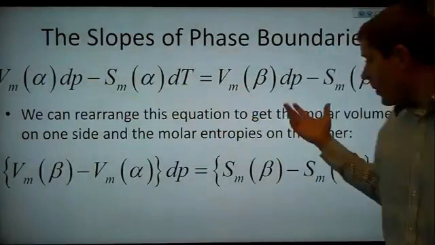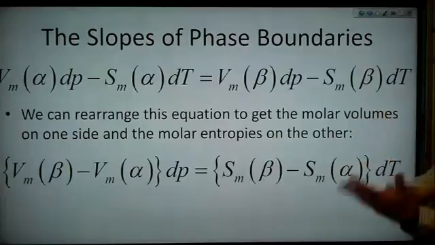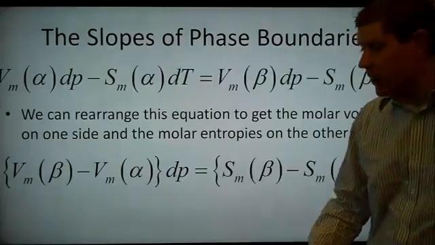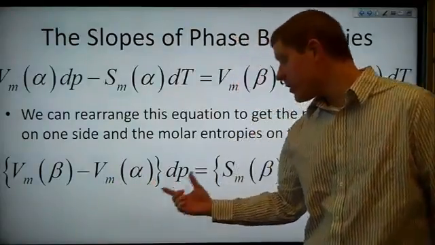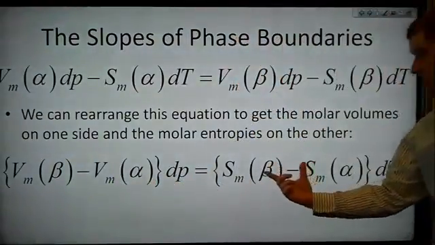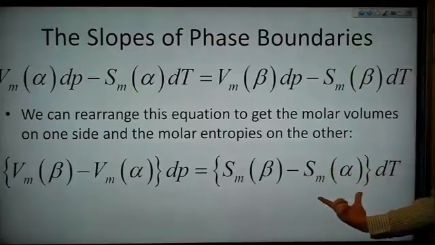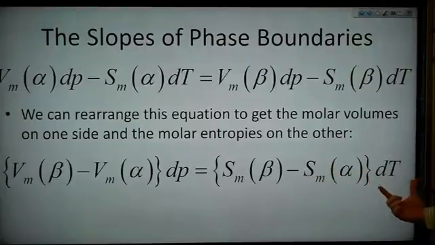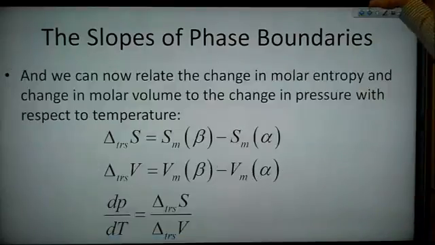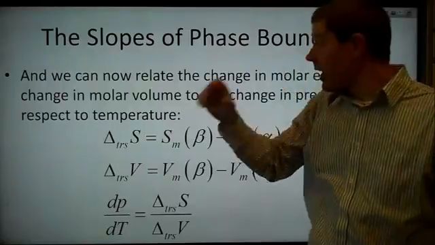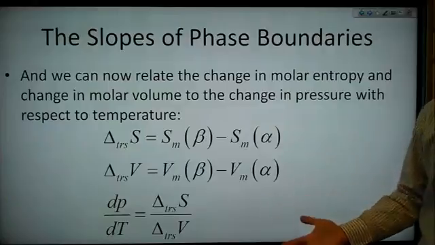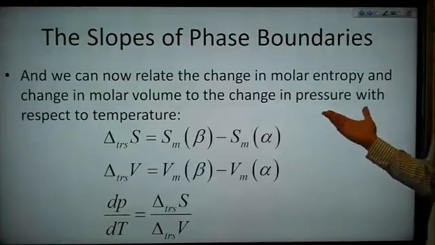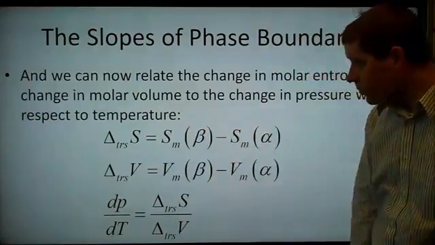And now we can rearrange this equation to get the molar volumes on one side and the molar entropies on the other. And so now we have the molar volume of phase beta minus the molar volume of phase alpha times the change in pressure is equal to the molar entropy of phase beta minus the molar entropy of phase alpha times the change in temperature. And so now we can relate the change in molar entropy and a change in molar volume to the change in pressure with respect to temperature.